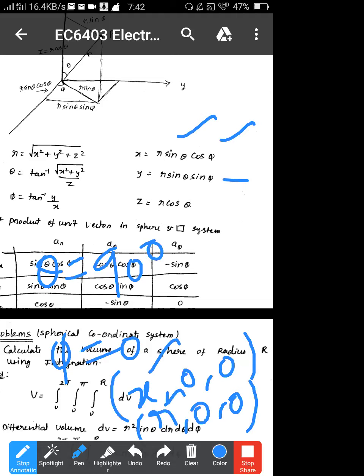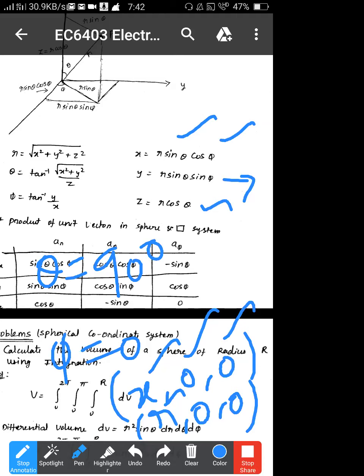Then what happens? Next equation, r sine theta sine phi. What is sine theta? Sine 90 degree is 1, but sine phi is 0. That's why you are getting y is equal to 0. R cos theta, theta value is 90 degree. Cos 90 degree is 0. With some kind of intuitive understanding, you can directly write this equation.